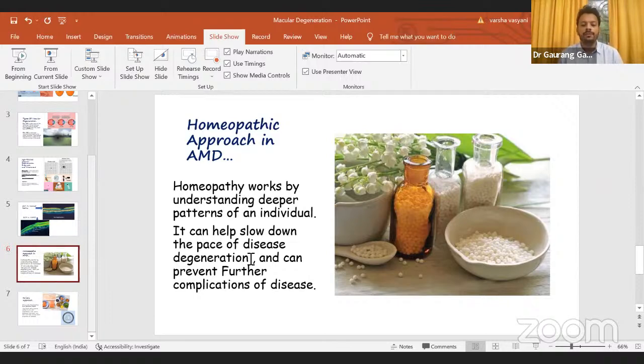So all in all, homeopathy definitely has a beautiful approach in age-related macular degeneration cases, and in many other cases. Remember, one of our masters, Dr. Fatak, once said, till there is life, there is hope. So in any kind of case, homeopathy definitely has a role in reducing the suffering for the patient.